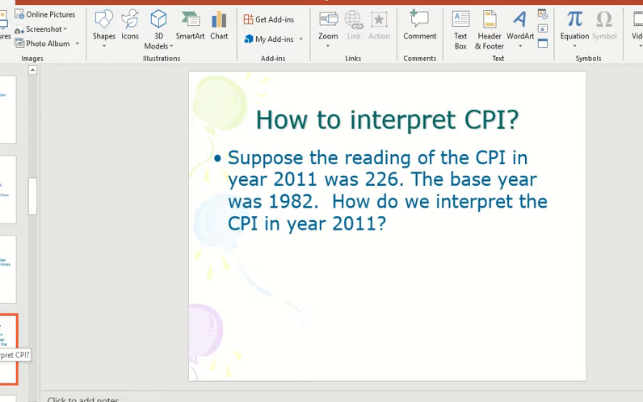How do we interpret CPI? We are not going to calculate CPI in this course, however, we want to know what it means. If a friend of yours tells you that the CPI in year 2011 was 226, we want to know what that means. I mean, 226 is just a number. What does that mean economically? Let's say the base year was 1982. How do we interpret the CPI in year 2011?